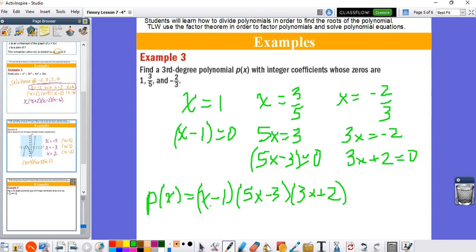How do I know it's degree 3? X to the first, x to the first, x to the first. So when I multiply these two, I'd get x squared, but I'd have to take that x squared times this, which would give me an x to the third. Okay? So that's our polynomials factor theorem.